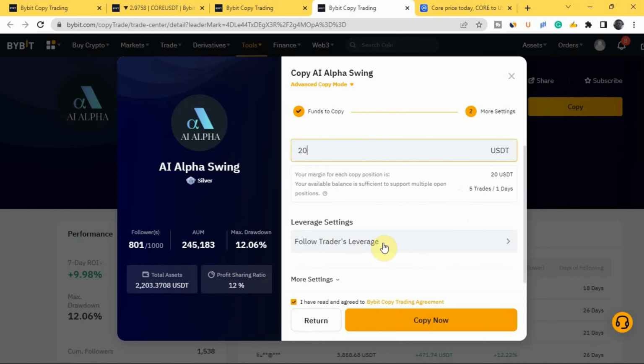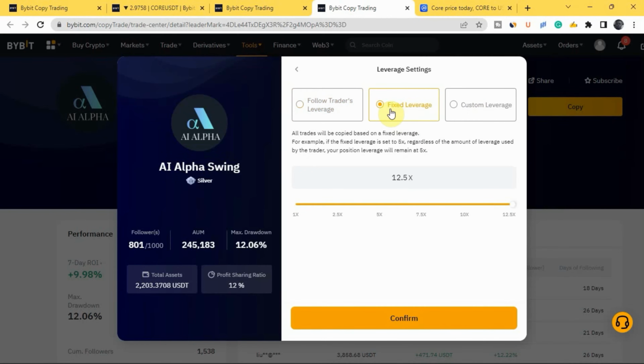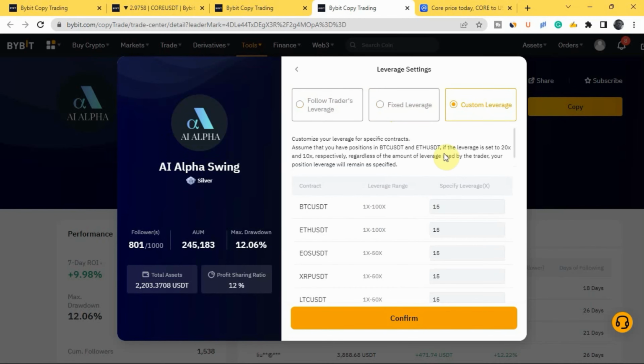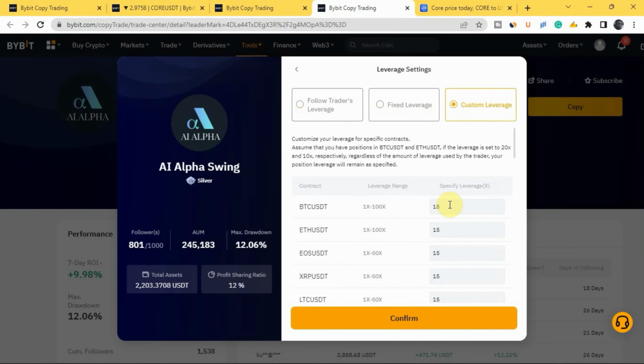And then the next thing is to select your leverage. To select your leverage, you come here and pick this place. You see 3 different options. You can follow the trader's leverage, which means you are using the leverage the trader is using. Or you pick your own leverage right here, which is the fixed leverage. Or you pick a custom leverage for each pair. So you can see for each pair right here, there's a custom leverage, or you can insert your own leverage right there.